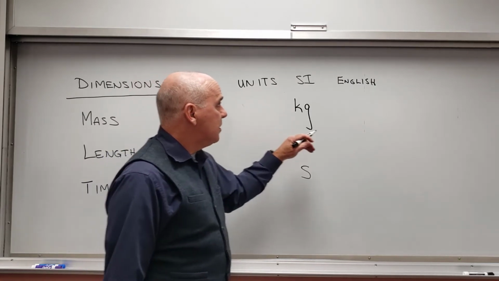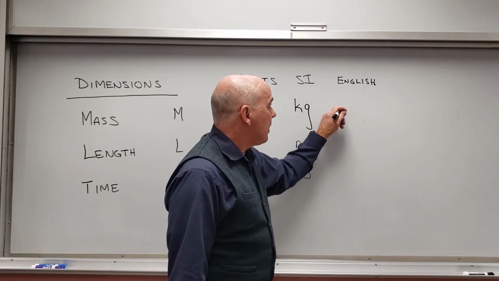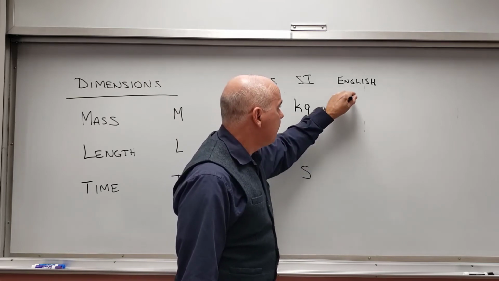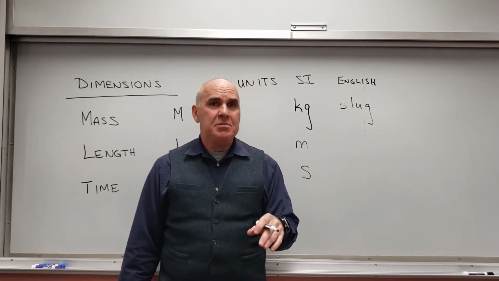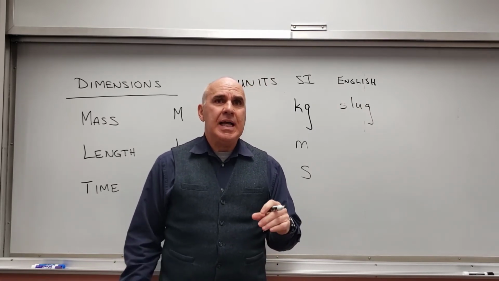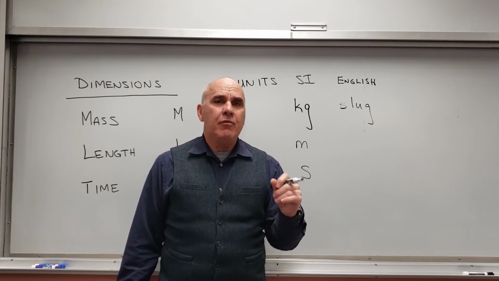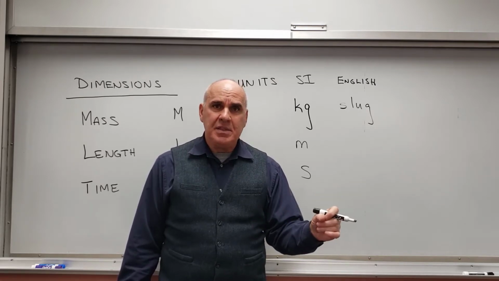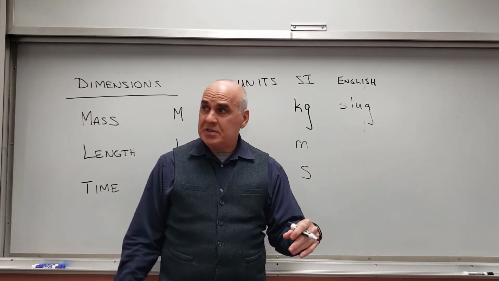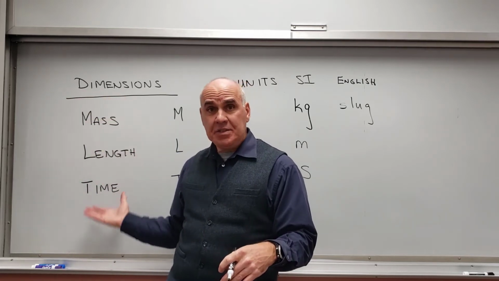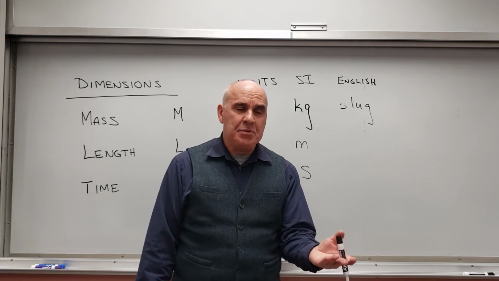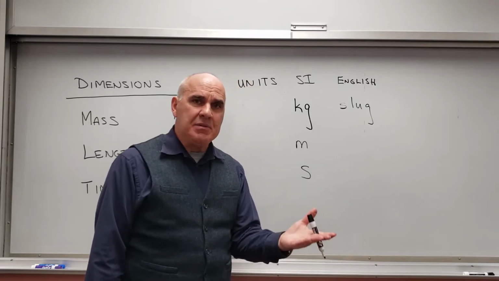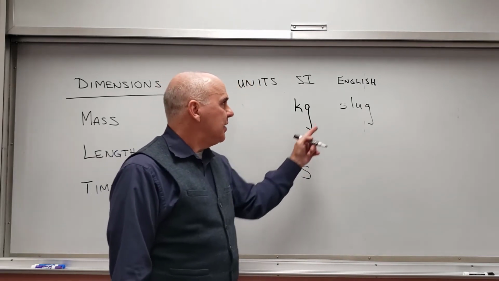In the English system, the unit of mass is the slug. Okay? There's also one called pounds mass, and basically that is the mass of 1 pound of weight, which is a force. It's not one of these, it's a combination of these, right? But if I have 1 pound, 1 standard pound, the mass of that pound is the slug.